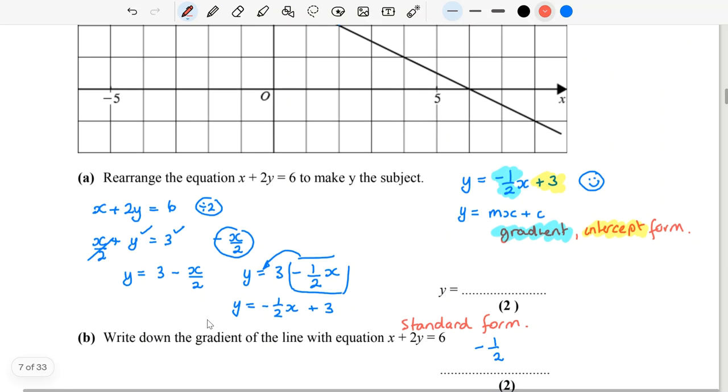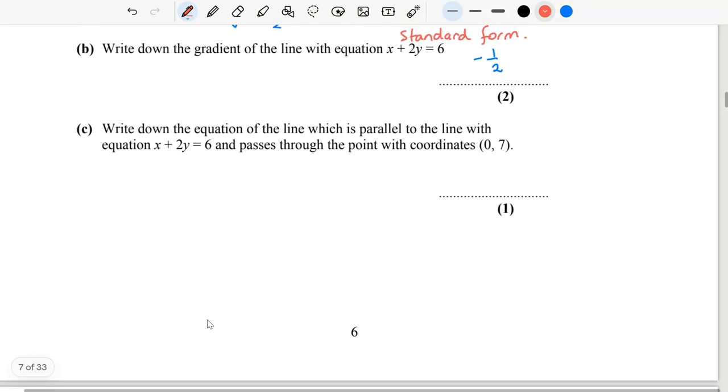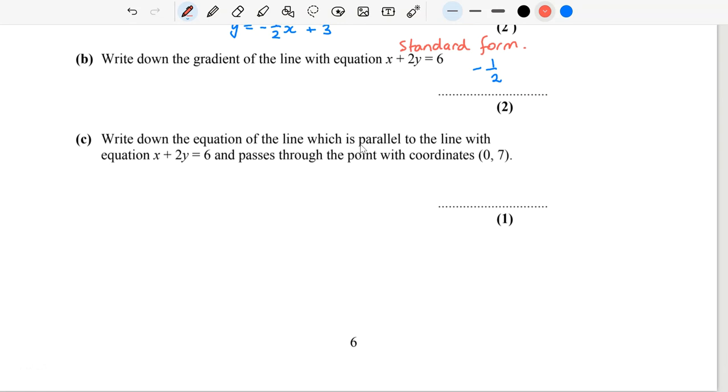All right. Let's just check. This kind of goes in line with what we were just doing. Write down the equation of the line which is parallel to this line, but passes through the point 0, 7. How would you do that? Well, again, you know this word: gradient. So we've got the same gradient. That should be second nature to you. As soon as it says parallel, it means same gradient. So what was the gradient again? Negative 1 over 2. So m has to be negative 1 over 2.